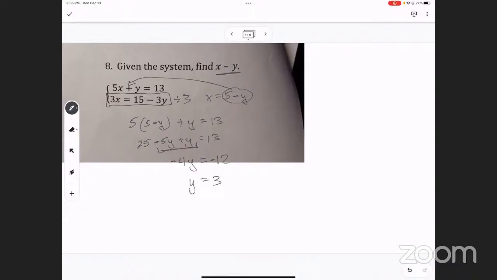And then just plug it back in, which means x equals what? You can do that in your head. x equals 2. And now, what is x minus y? 2 minus 3, which is negative 1. Negative 1, exactly. And you might want to check to make sure, plug in this 2 and the 3 into here to make sure that was right. 2 and 3. Yep, that works. 10 plus 3 is 13.